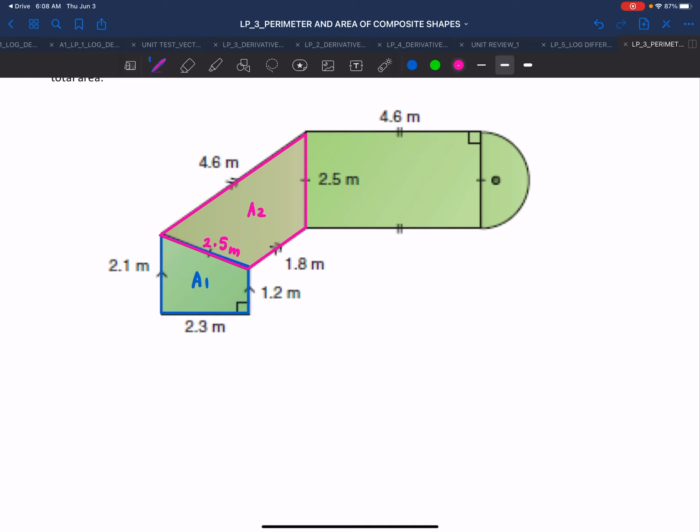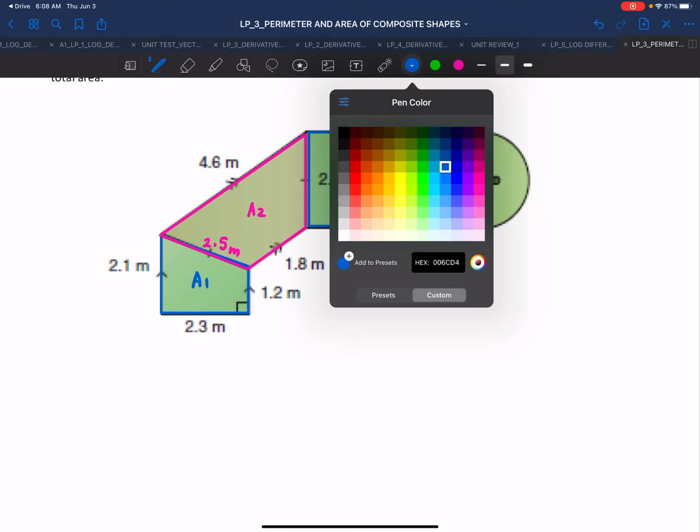So the next shape that we see in here is the shape of this rectangle. And the rectangle here is measuring 4.6 by 2.5. These two sides are equal, and these two sides are equal. We're going to call the area of this rectangle A3.